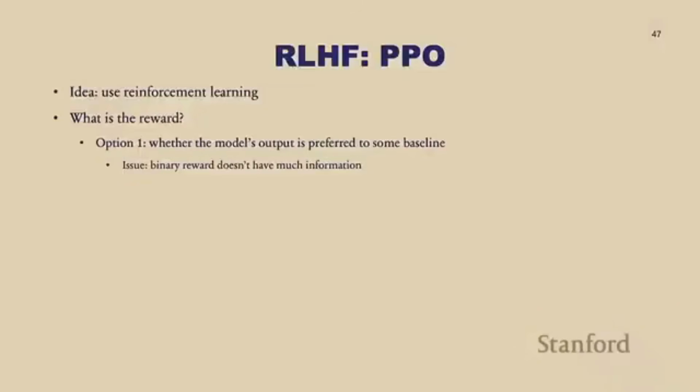So if I'm better than the baseline, this is a +1. If not, it's a -1. So now it's a binary reward. The problem with binary reward is that it's very sparse, and you don't get much information out of it. Maybe your answer was slightly better, maybe it was way better, and you don't really know from this how much better it was.